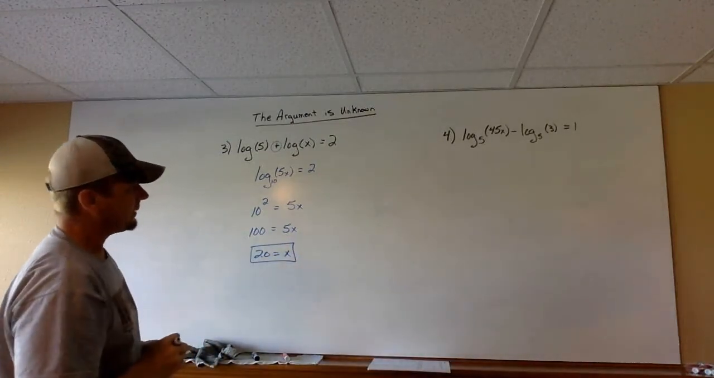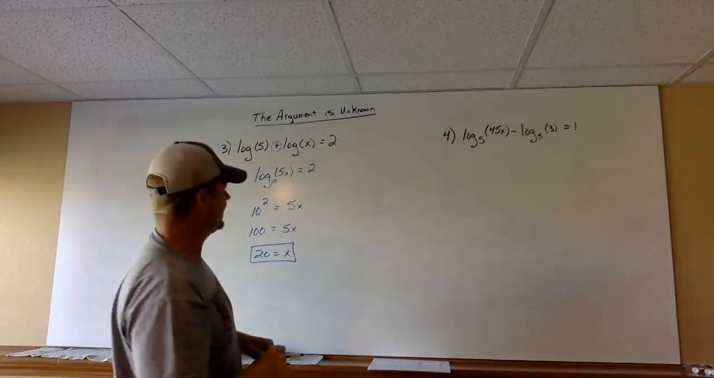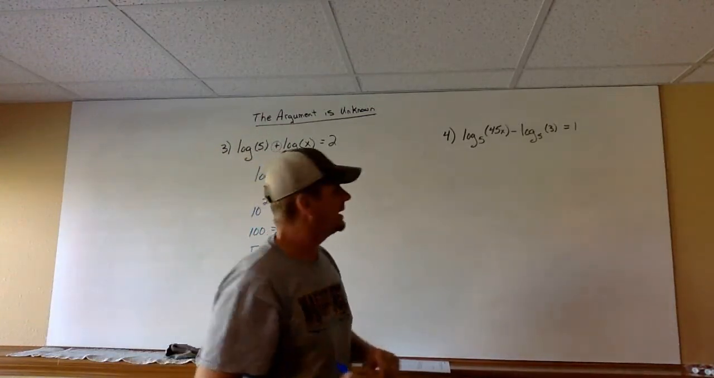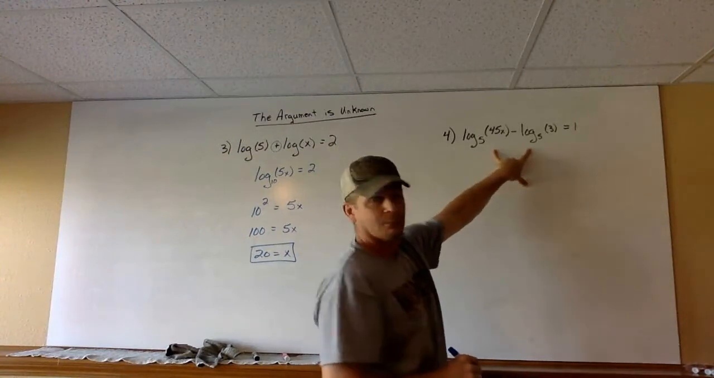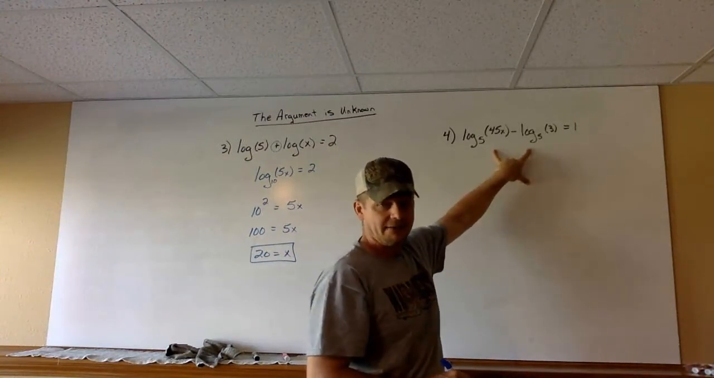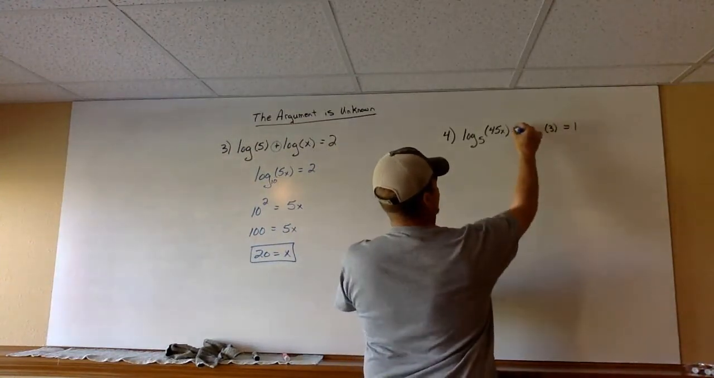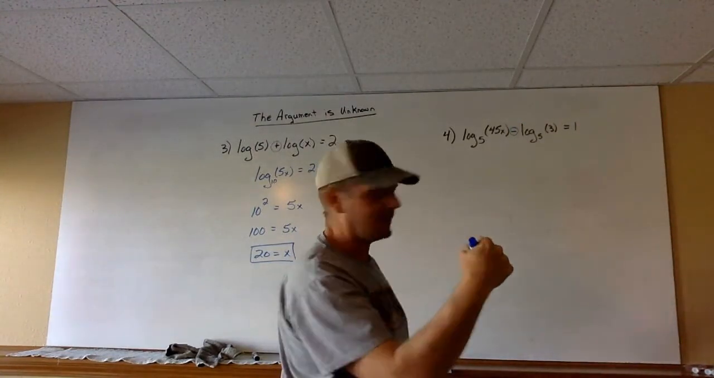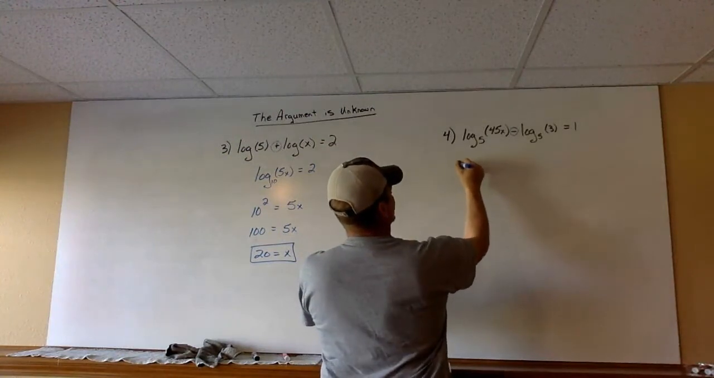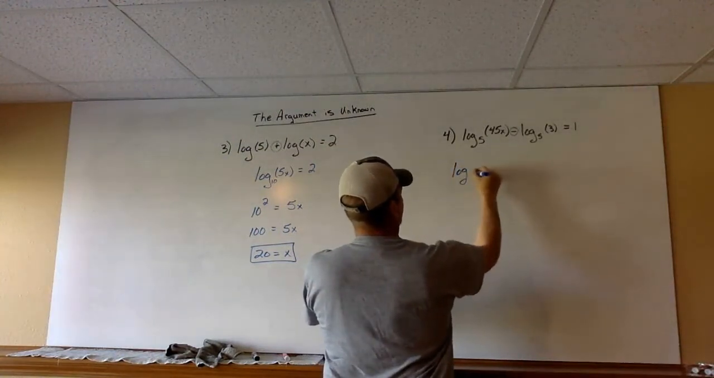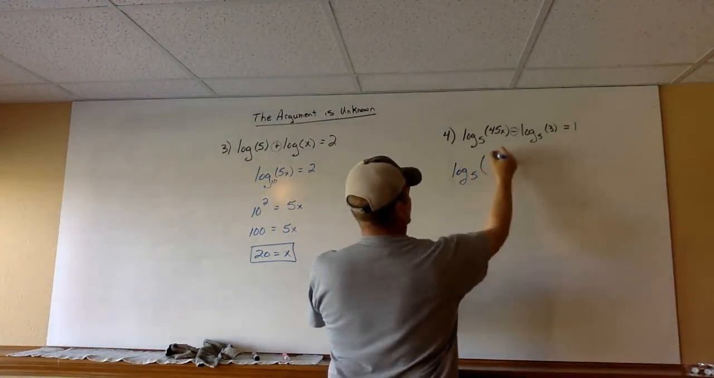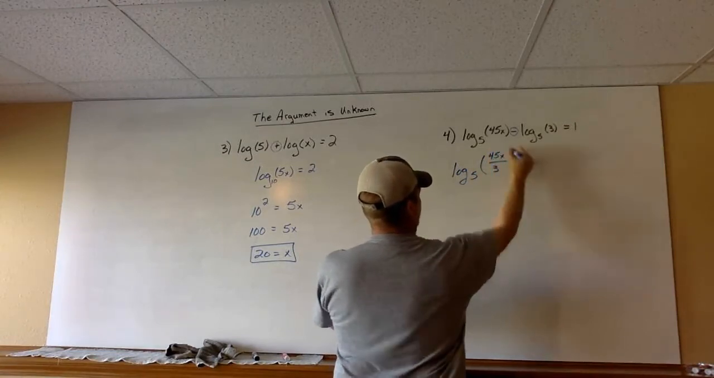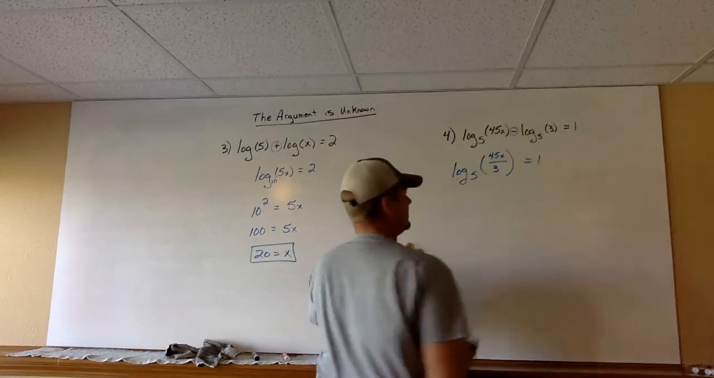Okay. And number 4 over here, again, if you want to try it, hit pause, try the last one. I encourage you to do that. If not, notice I have more than one log. Again, I have to condense. But check it out, this one's minus. So now I have to divide the arguments. So this is going to give me a log base 5, and it's always the first argument divided by the second argument equals 1.